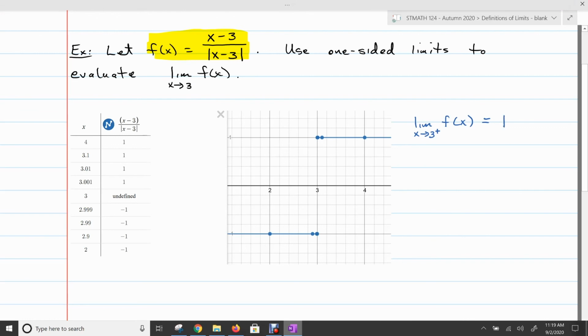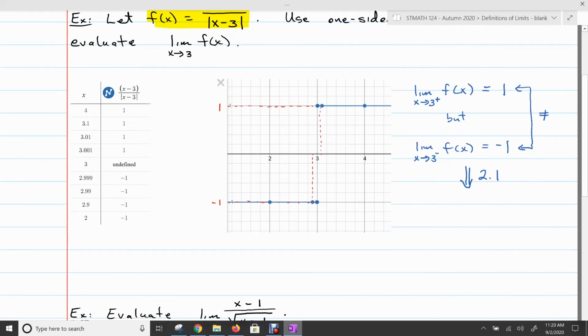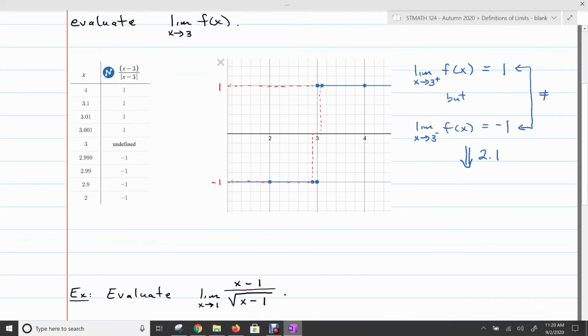So the limit would be 1. Graphically, if I put in these values that are close to 3 but a little bigger than 3, the y values always come out to 1. And likewise, if I put in values of x that are less than 3, the y values come out exactly equal to -1. So the left-hand limit is going to be -1. These two things are unequal. So that previous theorem, 2.1, that gave the relationship between one-sided limits and two-sided limits, tells me that the two-sided limit does not exist. So this function's limit at 3 does not exist.